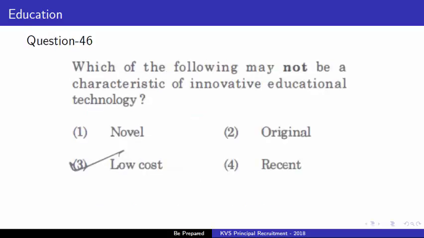Next question is, which of the following may not be a characteristics of innovative educational technology? Options are number 1, novel. Second option is original. Third option is low cost, and the last option is recent. Correct answer is option third, that is low cost.